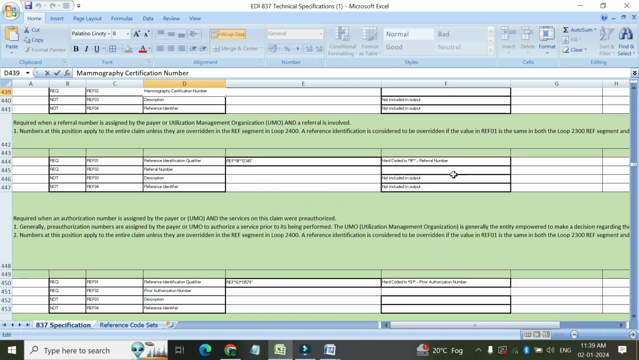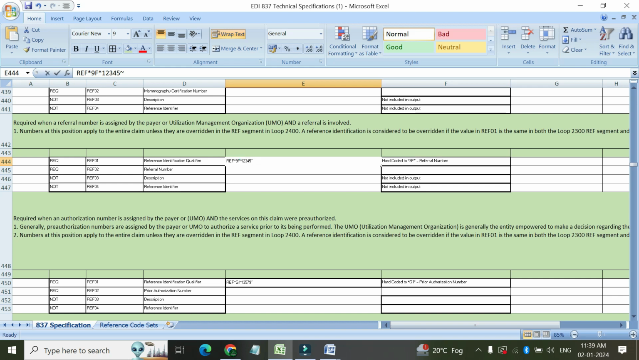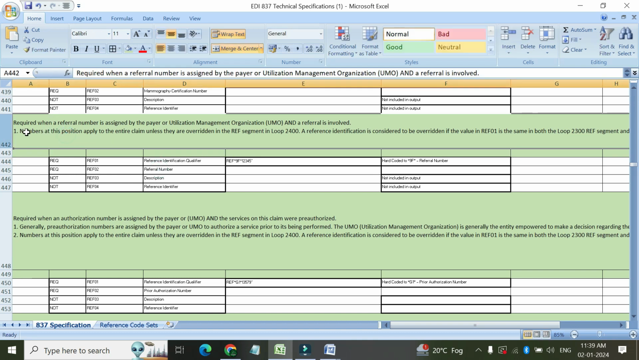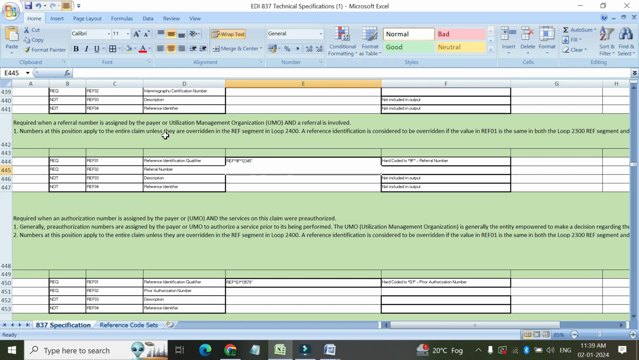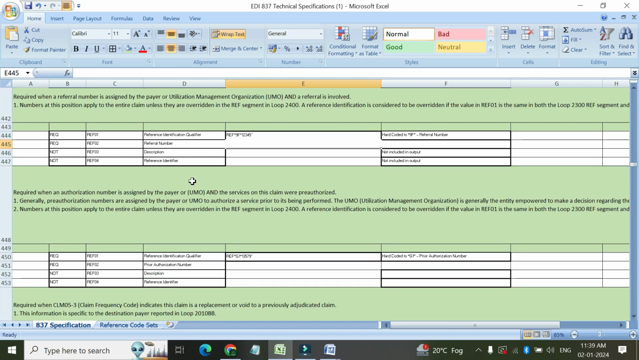Moving ahead, referral number. So again, REF segment, qualifier 9F this time. 9F means referral number, and the actual referral number goes in the second element of the REF segment. Let's look at the rule. It is required when a referral number is assigned by the payer or utilization management organization and a referral is involved. So quite self-explanatory. If there is a referral involved and if the payer or the UMO assigns the referral number, then that has to be sent here in this segment in loop 2300.